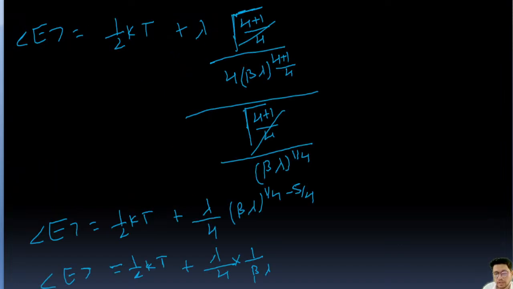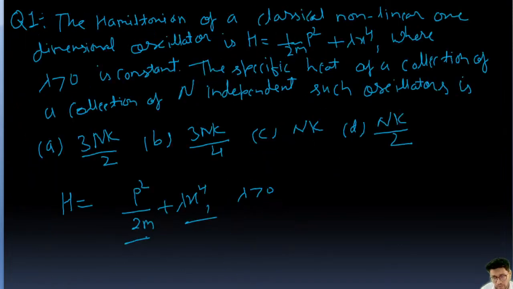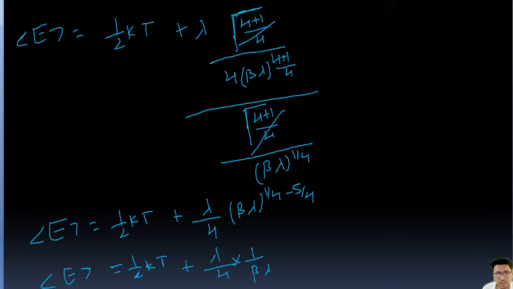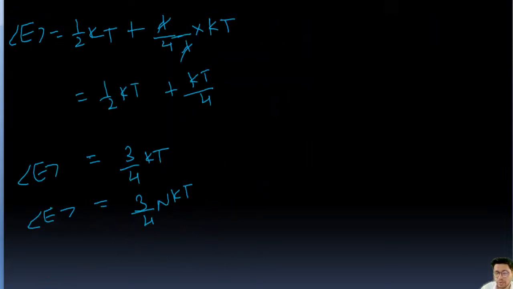Now what is the question asking? The question is asking specific heat we need to find out, okay? Specific heat of a collection of n independent such particles, right? And we know the formula for specific heat, right guys? Specific heat Cv is del upon del T of the average energy, the total energy. This we know, right?